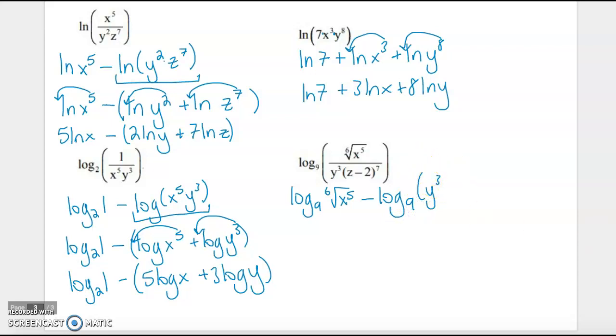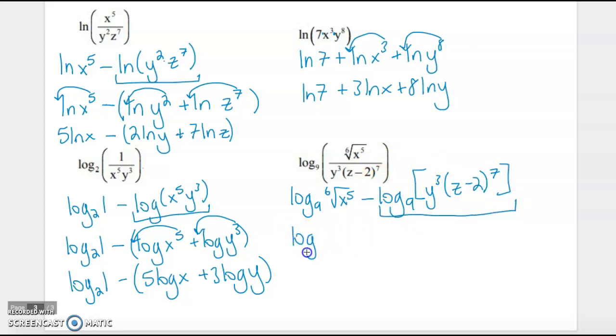Ooh, we're going to need some brackets. I'm going to use brackets as a second set of parentheses, so that way I don't get confused in my parentheses. Y cubed, and then z minus 2 to the 7th. There's no difference between brackets and parentheses, they just look different, so it's easier to distinguish what's happening. This one can be broken down further, and because it's after I'm subtracting this, make sure that the subtraction applies to the whole thing.